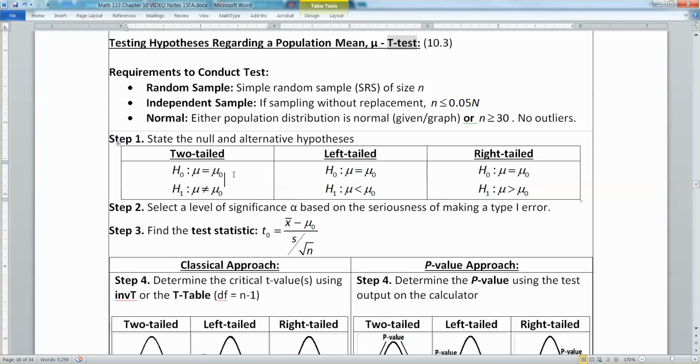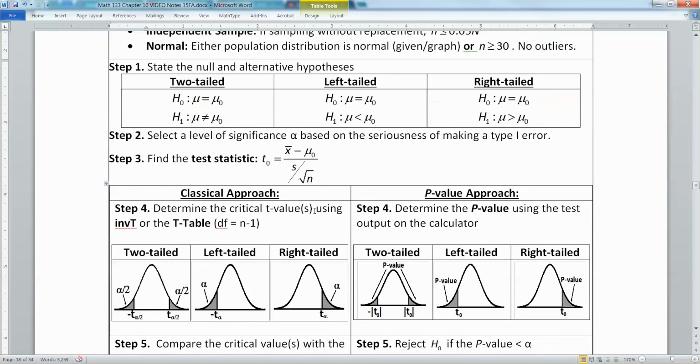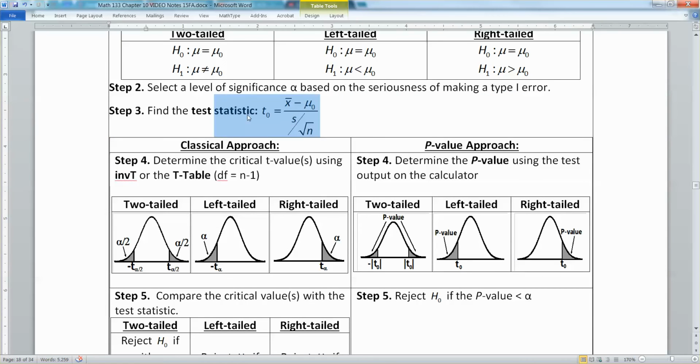So remember this from chapter 8. We assume some parameters about the world, and then we're going to test them using the steps below. Then we have our alpha level of significance. That's the seriousness of making a type 1 error. And for our purposes, it'll almost always be given to us in the problem, which is fine. Then we're going to find the test statistic t0, and that's a different formula than you've had before.